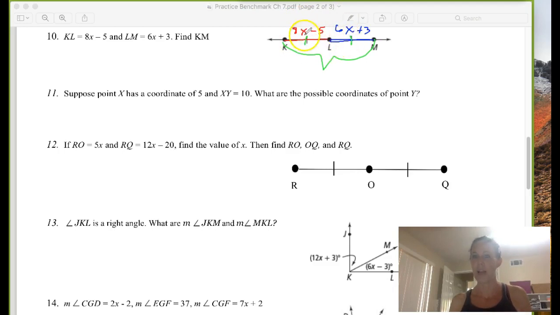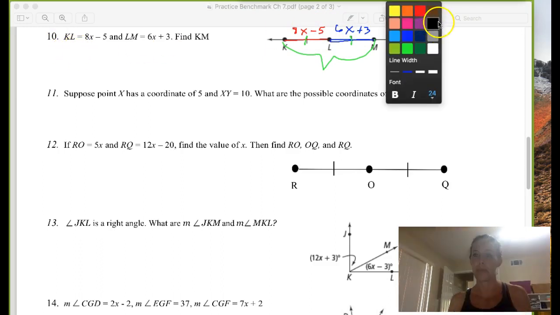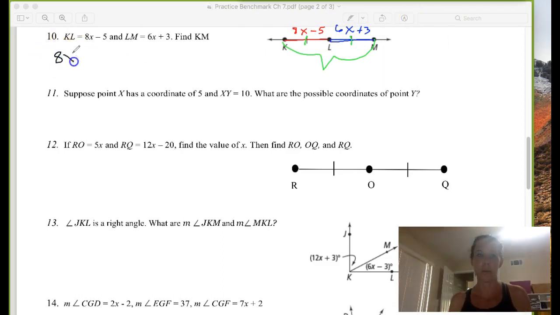I can figure that out because this is congruent to this. I can set these equal to each other and solve for X. So I'm going to do that. I'm going to come over here and go, all right, well 8x minus 5 is going to equal 6x plus 3, and I'm going to solve for X. Do your solving, add 5 to both sides, simple algebra here.